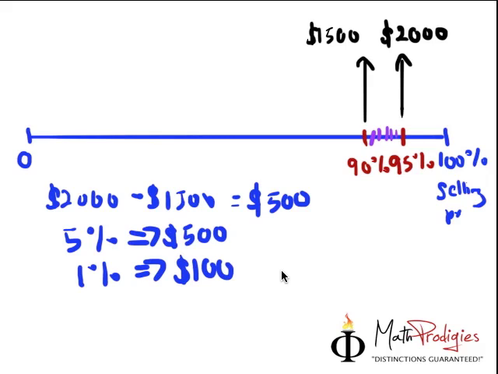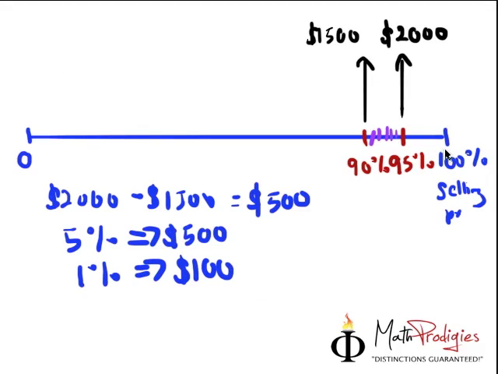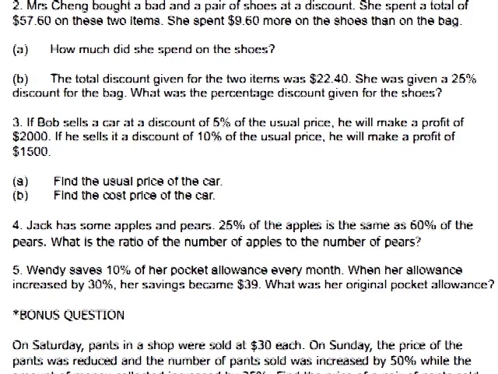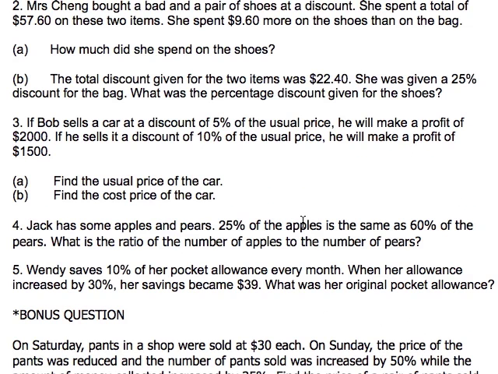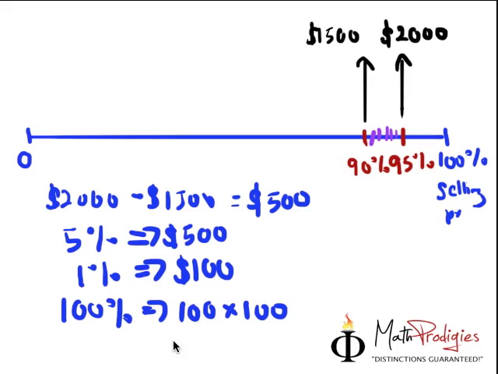Now the question is, find the usual price of the car. The usual price of the car is actually 100%. So basically we find 100%. If 1% is equal to $100, then 100%, which is the usual price, which is the selling price of the car, is equal to 100 times 100, which will give you the answer of $10,000.